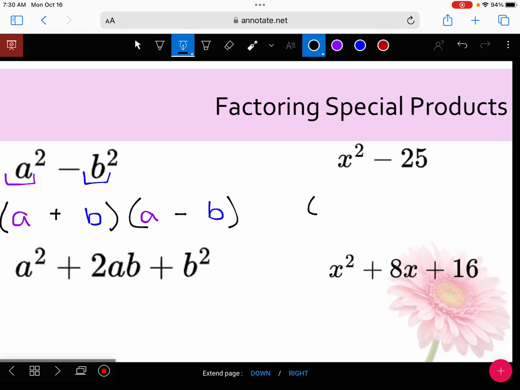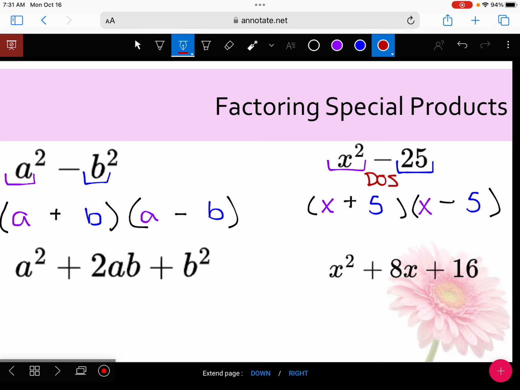Because on this guy, we have our square root of x squared is just an x. So both terms have an x in the front. We're going to look at 25. What is the number that was squared to make 25? 5. There's going to be a 5 in the back of each of these. One piece gets a plus, one piece gets a minus. Because this is a difference of squares. 100% still valid to X and box it.